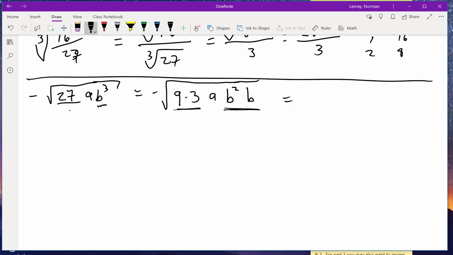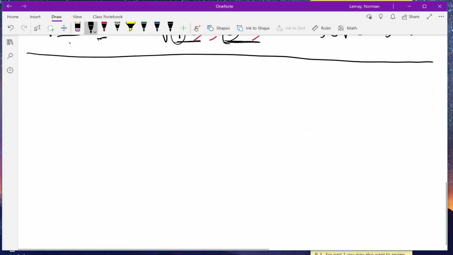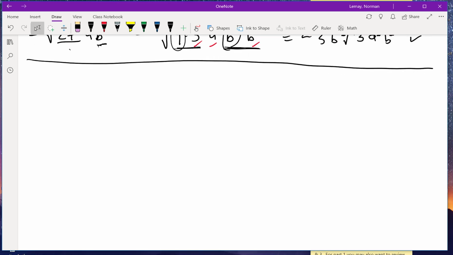So notice that this 9 comes out of the square root as a 3, and this b squared comes out as a b. And notice what's left inside. I have a 3, an a, and a b. So I leave those back inside the square root. So I get the 3, the a, and the b. And we have now simplified. Note that you know you're all done when the powers are smaller than the index. All right, let me repeat that one more time. You know you're done simplifying a radical when the powers inside the radical are smaller than the index.